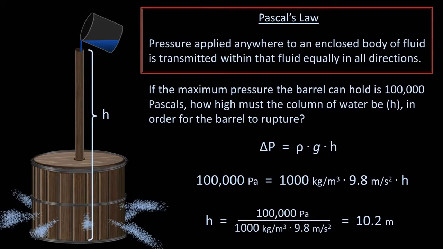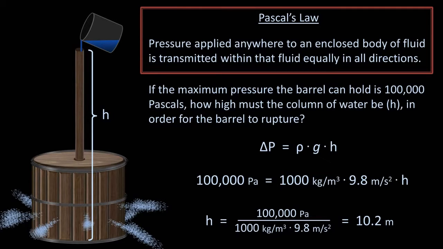That's right, if the total height of the barrel and the tube is more than 10.2 meters, the barrel will rupture. This may seem quite surprisingly low, even more so once you realize that our solution did not need to involve the diameter of the tube, and thus the diameter is irrelevant. So the tube, which can be 1 centimeter wide or smaller, and contain a total of less than a liter of water, can still generate enough pressure to rupture a barrel.